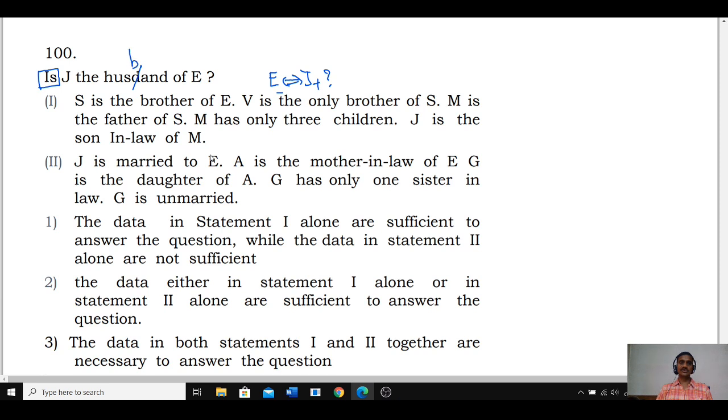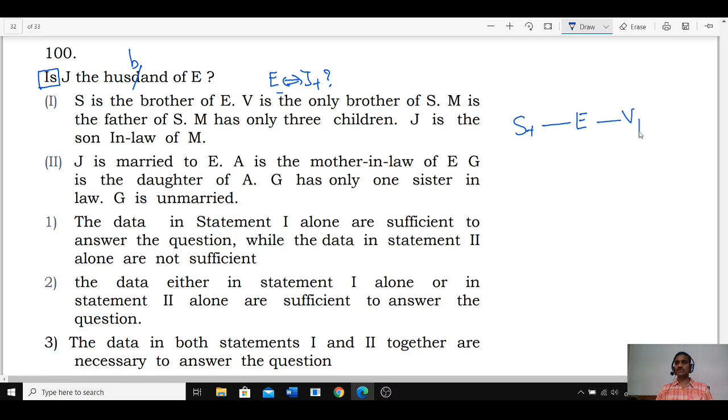Then coming to condition number 1, S is the brother of E. How to represent S is the brother of E? V is the only brother of S. Hence E must be the daughter. V is the only brother of S.